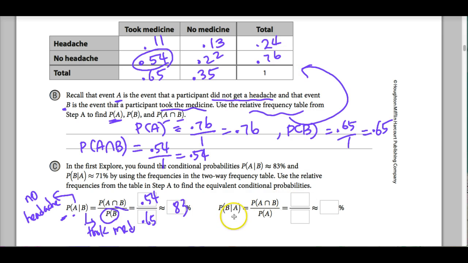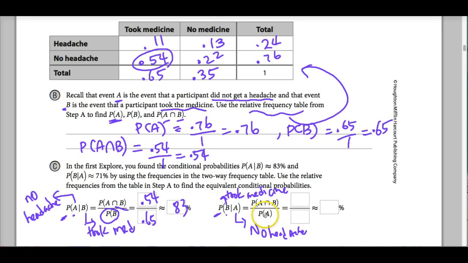Same thing over here. Now this is the probability of B given A, meaning they already, what was probability A? They did not have a headache. A is no headache. But then B is they took the medicine anyway. So why would they take medicine if they don't have a headache? I don't know. Do you take medicine when you have no headache? But anyway, they want to find the probability of the people who took the medicine even though they have no headache.